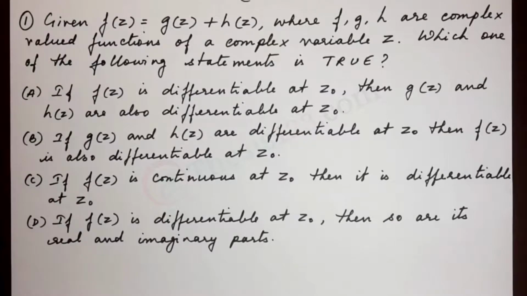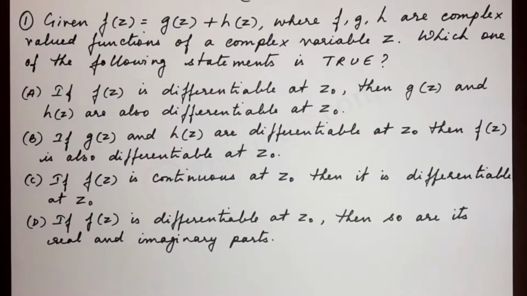Given f(z) = g(z) + h(z), where f, g, and h are complex valued functions of a complex variable z, which one of the following statements is true? Okay, so for this question, let's analyze each of the options. We'll start with option A. Now, option A says if f(z) is differentiable at z0, then g(z) and h(z) are also differentiable at z0.